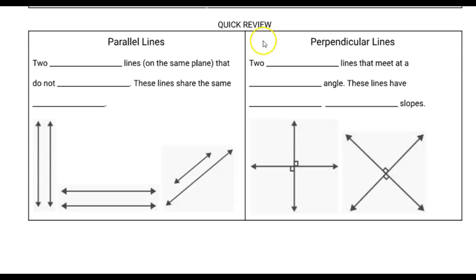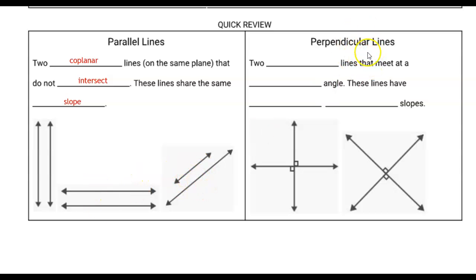Here's a quick review of parallel and perpendicular lines. If you are totally unsure about what these two things are, go back and watch the lesson, which is Unit 3, Lesson 4. But hopefully you remember that because you probably already watched that video, probably yesterday. And no mystery here, parallel lines are two coplanar lines, coplanar means they're on the same plane, that do not intersect, and they share the same slope. These two lines have the same slope, so do these, and so do these.